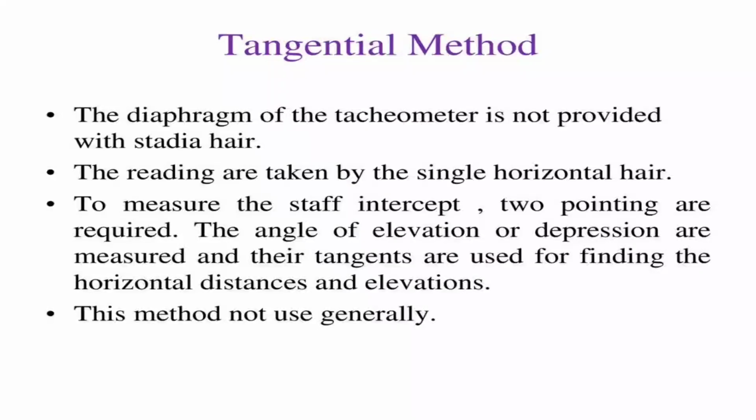Then the last method, the tangential method. The diaphragm of the tachyometer is not provided with stadia hairs. The readings are taken by a single horizontal hair. To measure the staff intercept, two pointings are recorded. The angles of elevation or depression are measured, and their tangents are used for finding the horizontal distances and elevations. This method is not generally used.